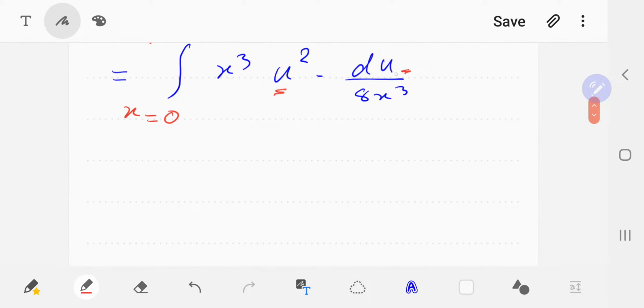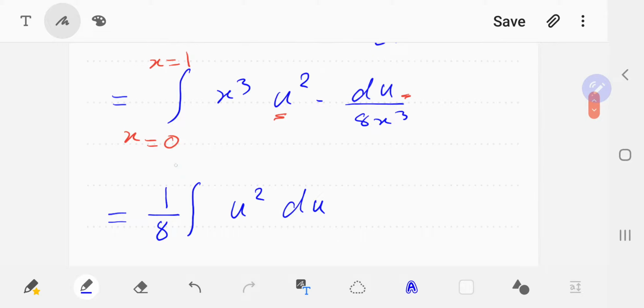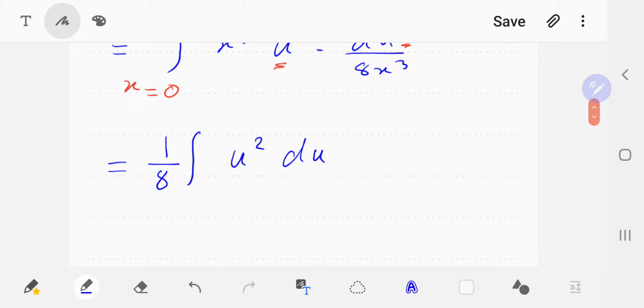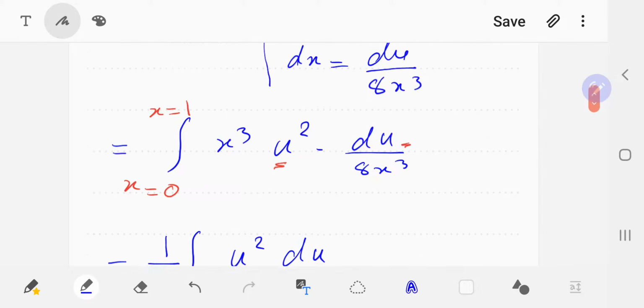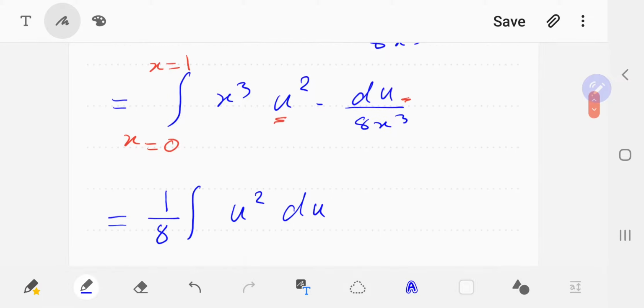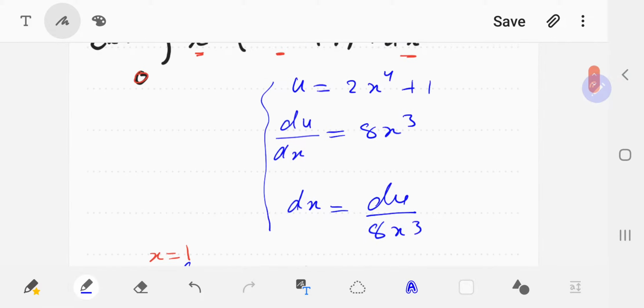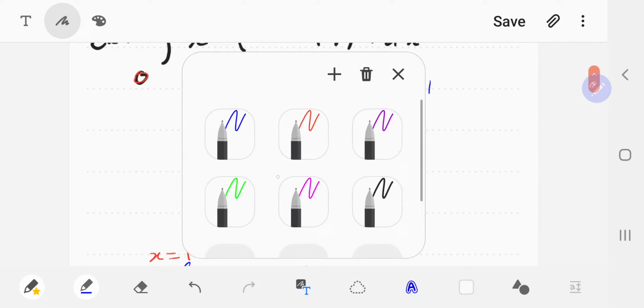So what's going to happen here after you simplify? This will be the integration of 1 over 8 outside, u squared du. Now you have the option either to keep writing x equals until you reach the end and replace u, or you can replace the values of x by values of u. How to do that? That's simple.